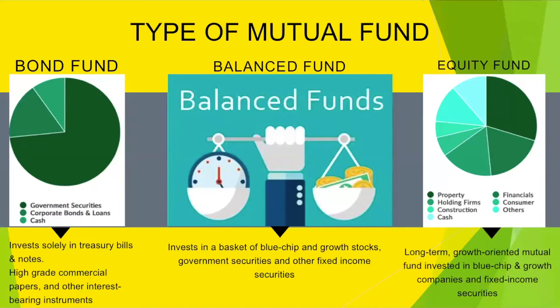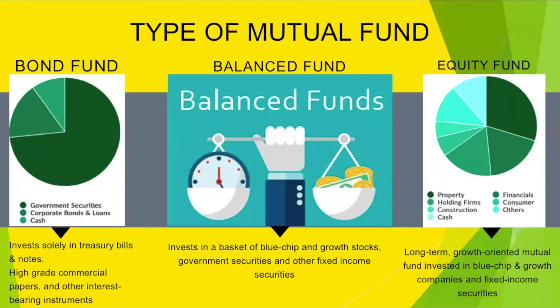Low risk to. Para siyang time deposit. Yes, low risk, but syempre yung gain also low gain. Low risk, low gain. High risk, high gain. And it can also be high loss. So sa bond fund, invest solely in treasury bills, tulad ng sinabi natin kanina, and notes, high-grade commercial papers, and other interest-bearing instruments. Kaya doon natin if you're conservative, you invest your money sa bond fund.